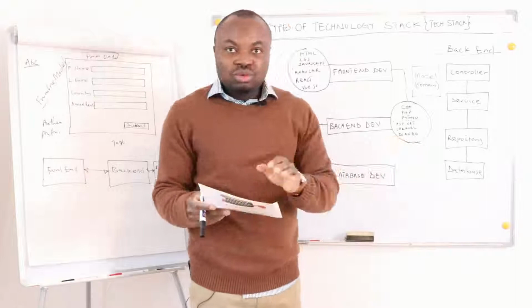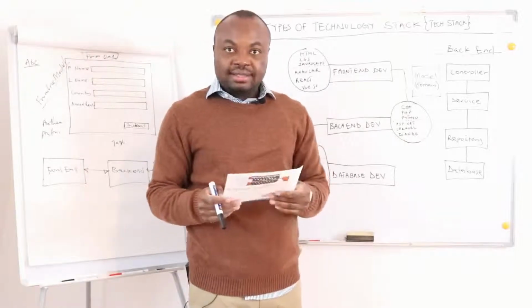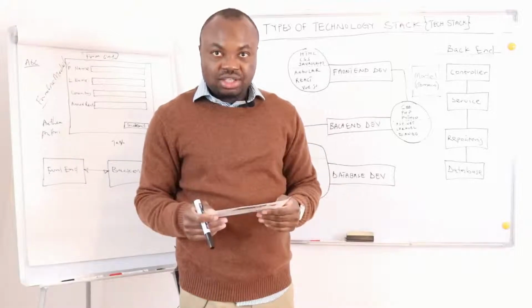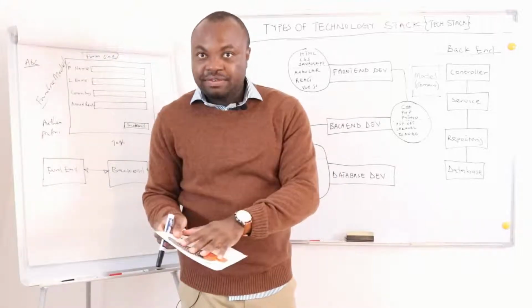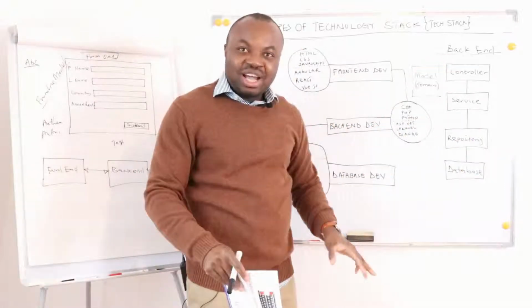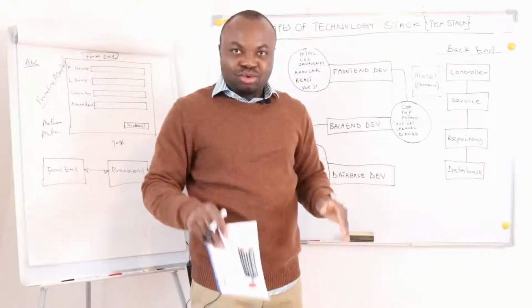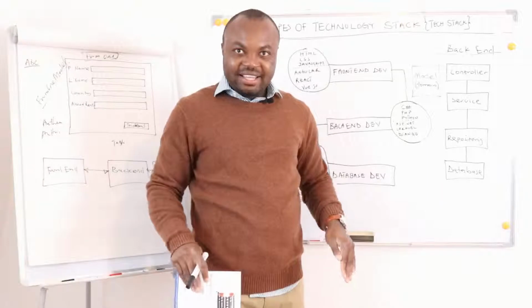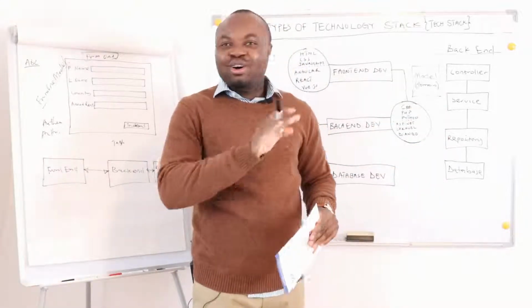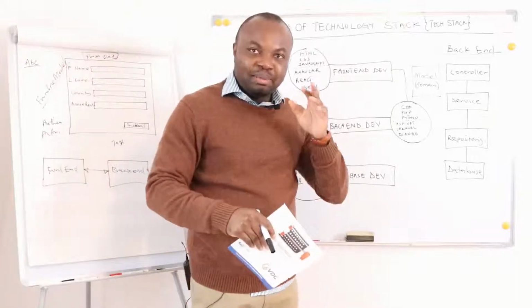So once the controller assesses that yes, this guy has the right authentication and the right authorization, it now sends this form to the service. Now the service is where you implement all the business rule. So if you come to the back end, it is within this service that you implement basically the whole business rule.